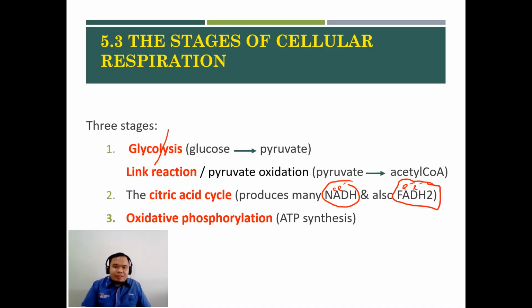Next, after that, you will move into oxidative phosphorylation. This stage is where most of the ATP is produced, also called ATP synthesis. The majority of your ATP comes from oxidative phosphorylation.